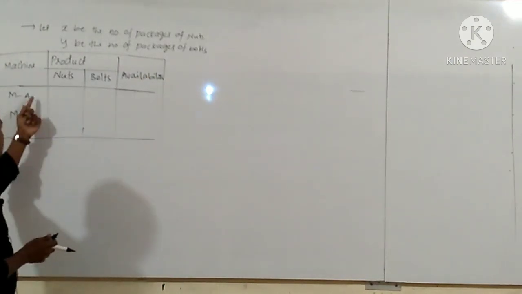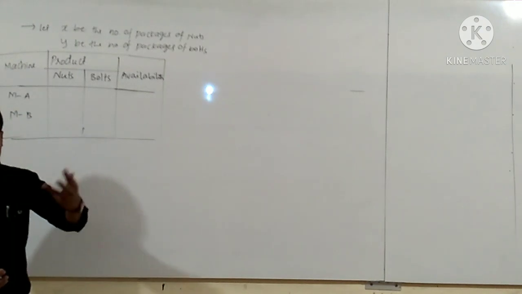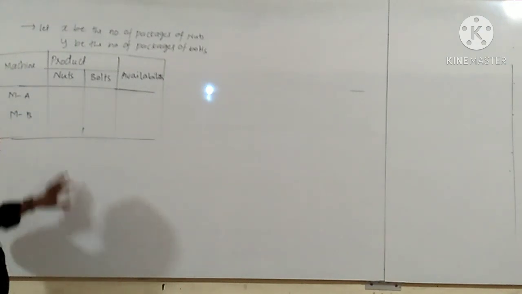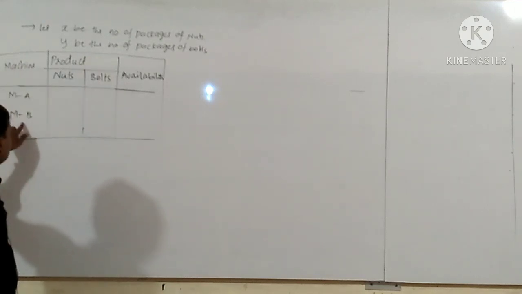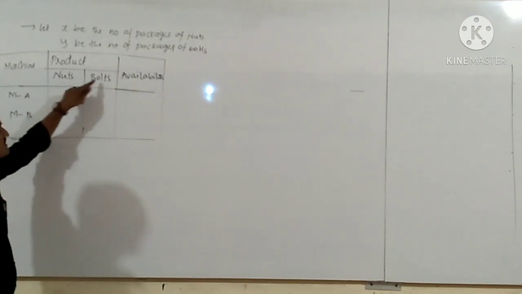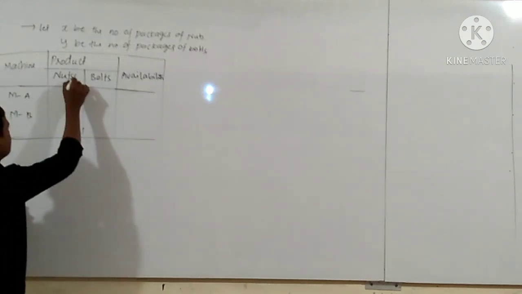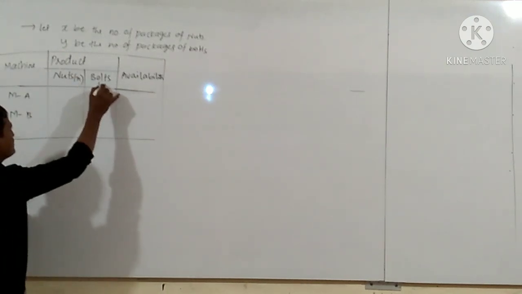So per day, machine A and machine B, how many hours do we get, we need to see, right? Right. So here we will write the product and here we will take the machines, and here the products nuts and bolts. So here I will take nuts as x and bolts as y.